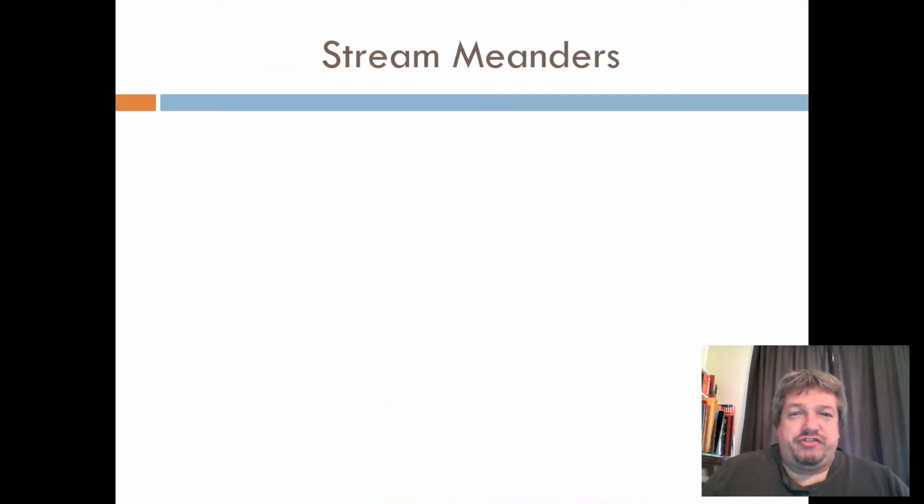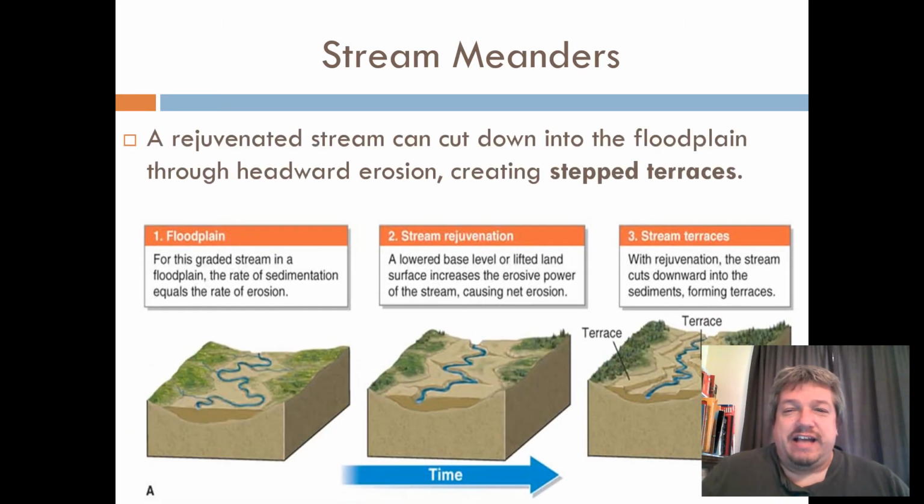But let's talk about stream meanders. Maybe you've been told that you are meandering through life, right? You're just kind of wandering aimlessly. And that's actually what we're talking about. Meandering. So right here, here's a floodplain, the stream is meandering. You ever notice how rivers kind of have that curvy look? That's what happens. We'll talk about how that forms in about 5 more slides.